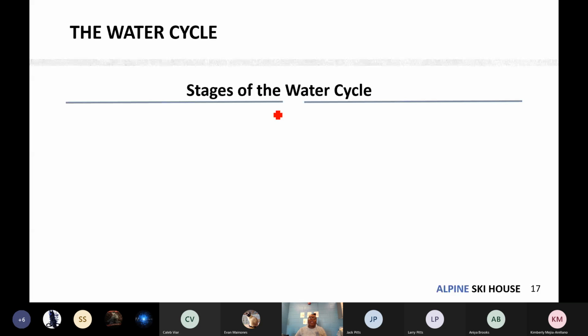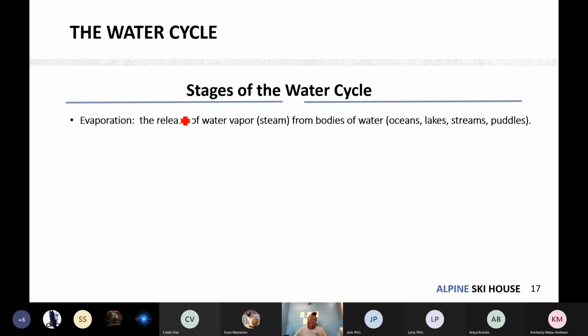In fourth grade, you were taught three main stages of the water cycle. The first stage was evaporation. Please write this down in your notes. Yes, evaporation is the first stage of our water cycle. Evaporation is when water is released or comes out of oceans, lakes, and streams, even puddles. Okay, that's where evaporation takes place, the release of water vapor or steam from bodies of water. Please write this down.